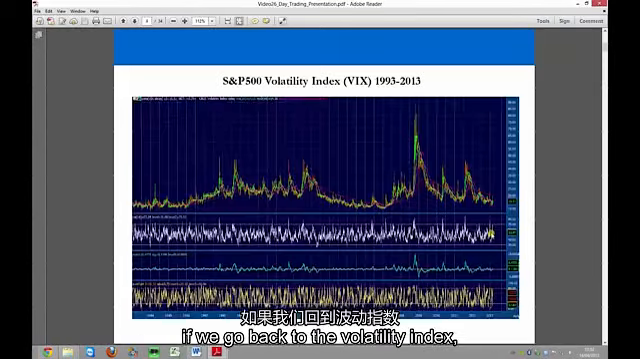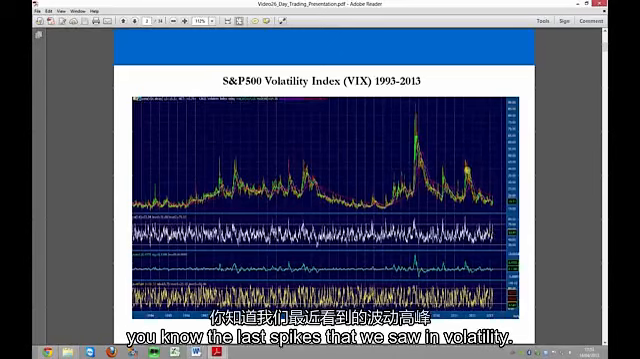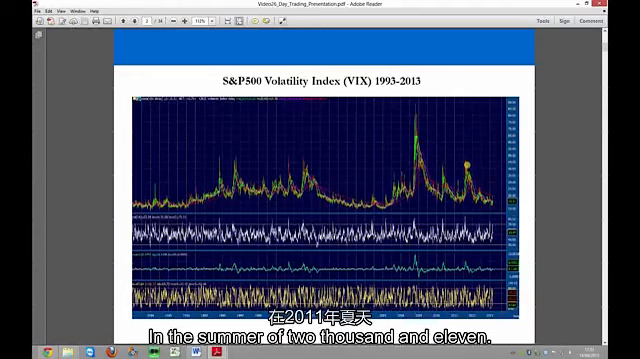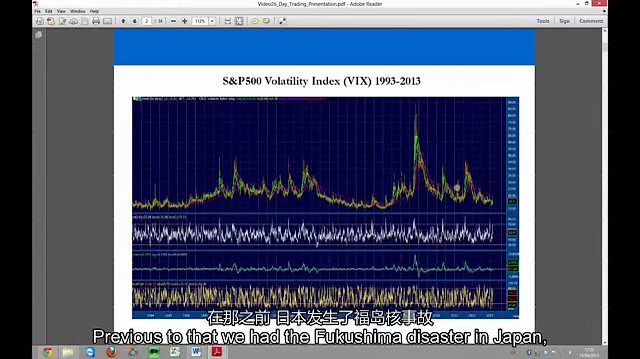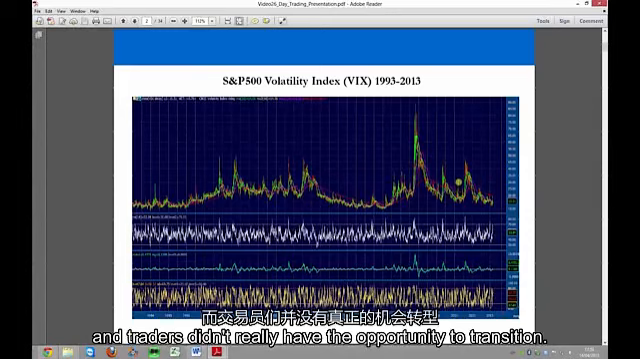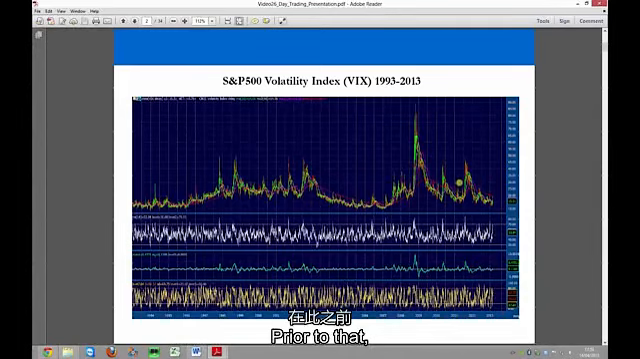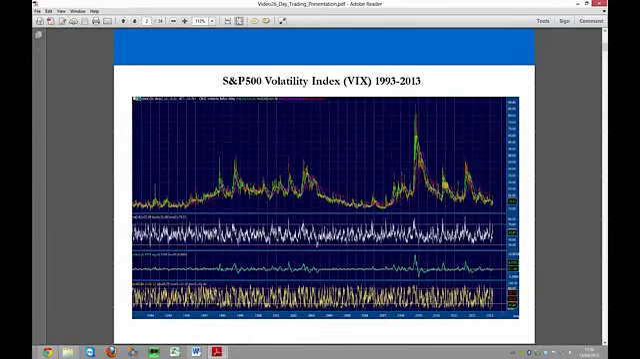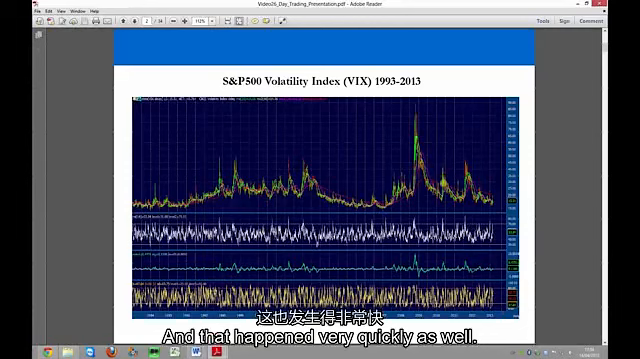So for example, if we go back to the volatility index, the last spikes that we saw in volatility, this one here was the ratings downgrade of the United States in the summer of 2011. Previous to that, we had the Fukushima disaster in Japan, which actually occurred over a weekend, and traders didn't really have the opportunity to transition. Prior to that, we had the flash crash in May 2010, and that happened very quickly as well.